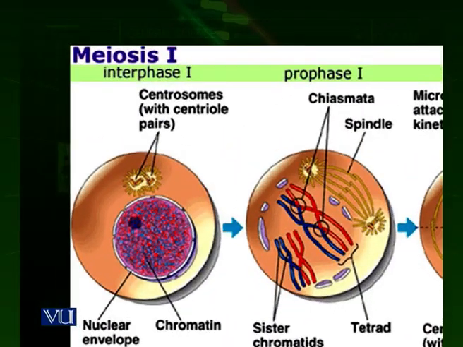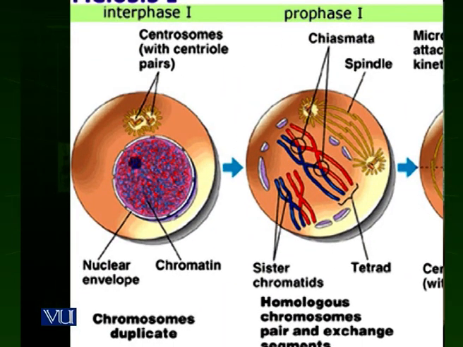Now we have a look at a diagram which explains meiosis 1. If we look at the diagram, the first part shows interphase 1. When the cell is at interphase, its chromosomes, the chromatin material, are not very visible, and it is showing a centrosome, a pair of centrioles.